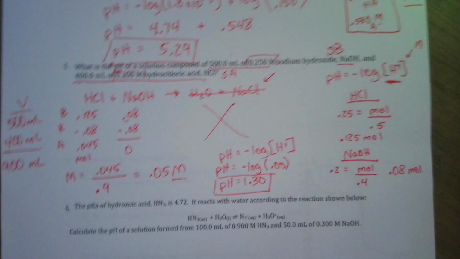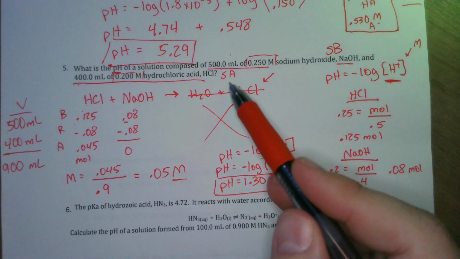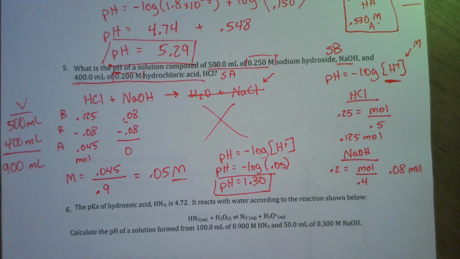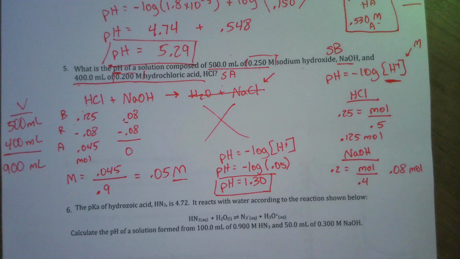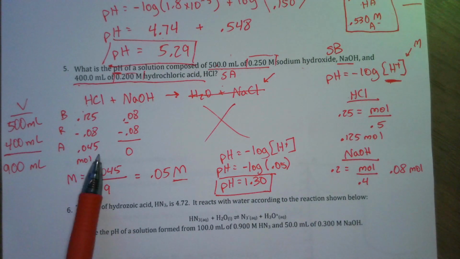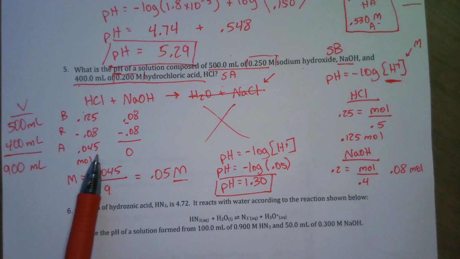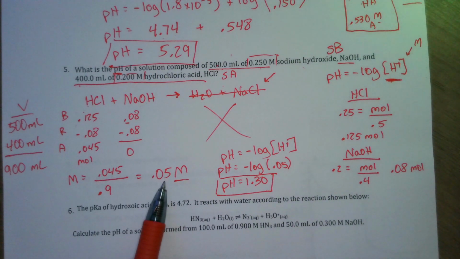Okay. So in this question, I've mixed a strong acid and strong base together. I used some stoichiometry after I wrote my reaction to figure out what would be left over when they reacted. I had a strong acid left over. Since I have a strong acid left over, I just convert it back to molarity, plug it into the pH formula.